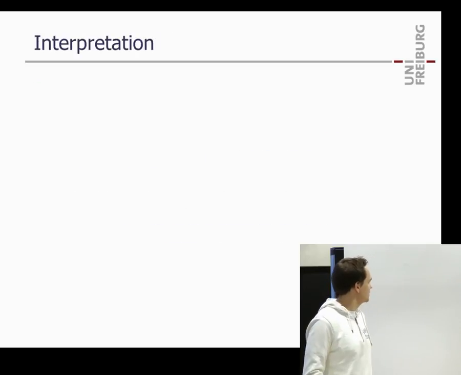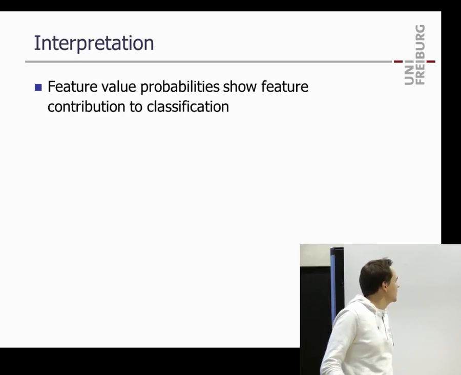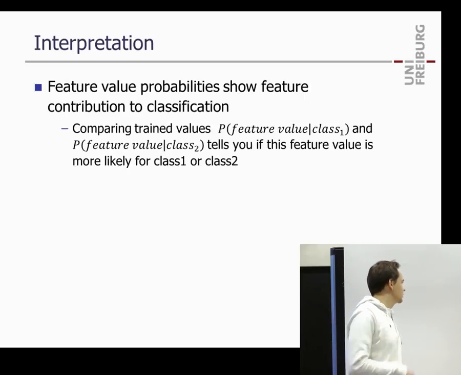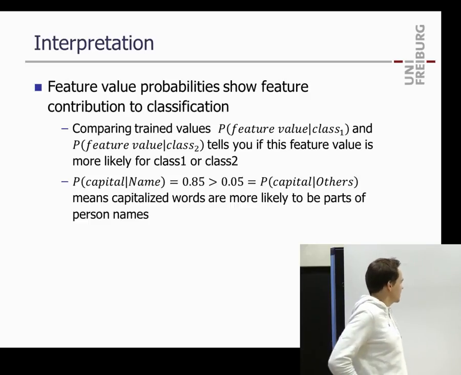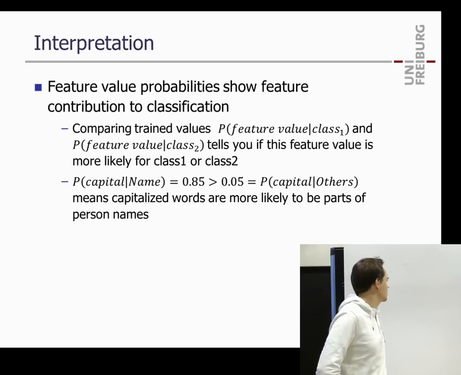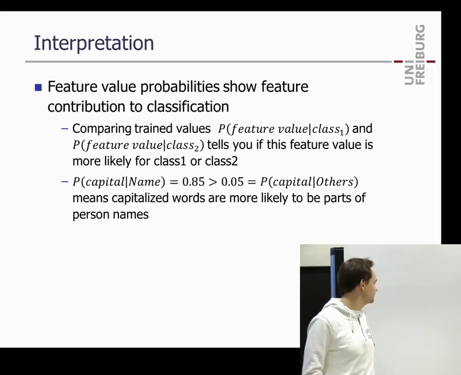Now, I said also I will always talk a little bit about interpretation, and I will just talk about the interpretation of what naive Bayes learned. And basically it's fairly straightforward. We have these feature value probabilities, and we can compare them for the different classes. So if we see that one feature value probability is much higher for the one class than for the other, well, this simply tells you this feature value more likely indicates the first class than the second. So for example, if the chance that a name is written with a capital letter at the start is 85%, and for other words it's just 5%, then capitalized words are more likely to be parts of person names. That's basically how you could interpret naive Bayes.